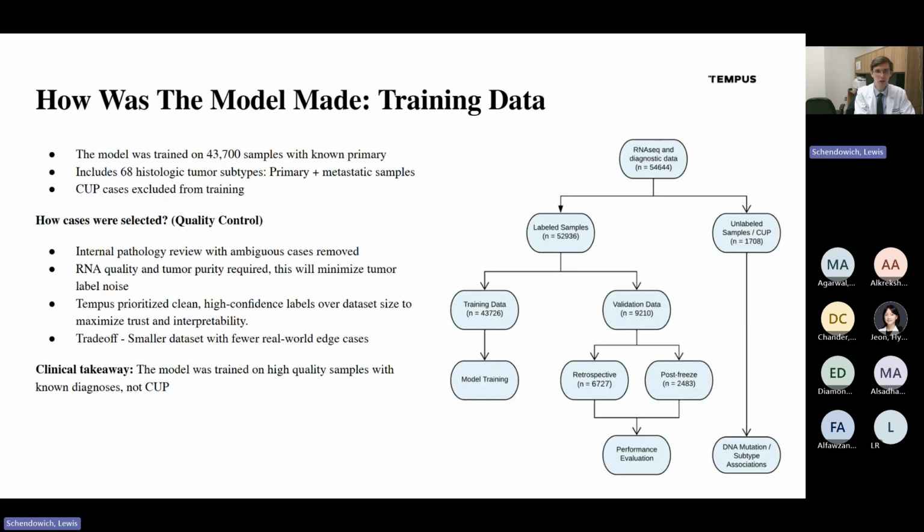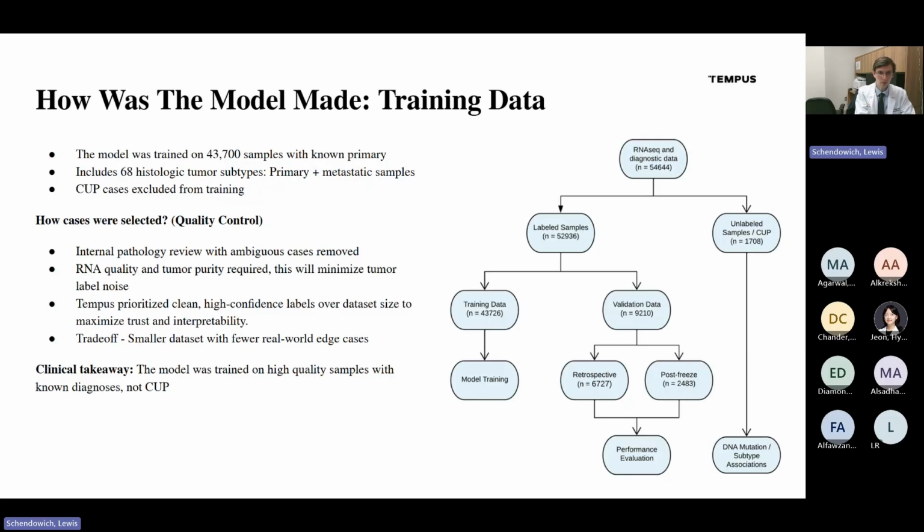So now we're going to talk about how the model was made. Specifically, what was the data that the model was trained on? Tempus TO was trained on about 43,700 samples with known primary. It includes 68 histologic tumor subtypes, including primary and metastatic samples, and cancer of unknown primary were actually excluded from the training. For quality control, an internal pathologist looked at the cases and removed anything that might be ambiguous. These are high quality cases with known diagnoses and known labels.